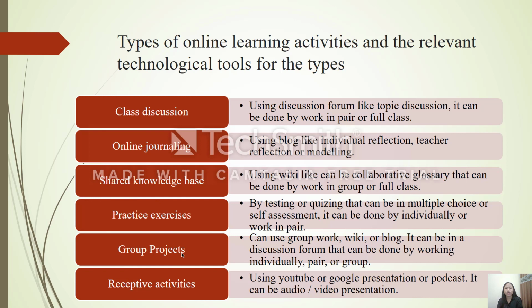The second is online journaling. This type using blog like individual reflections, teacher reflection, and also modeling. The third is shared knowledge base. These types using wiki like can be collaborative glossary that can be done by work in group or full class. Next is practice exercises. In these types can be used by testing or quizzing that can be in multiple choice or self-assessment, and it can be done by individually or work in pair.